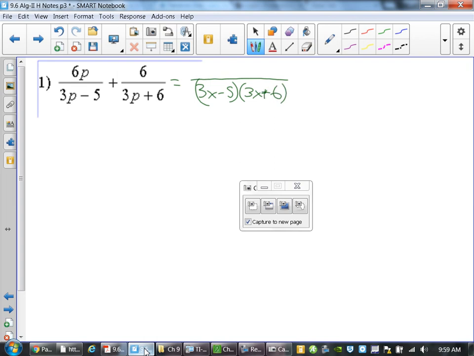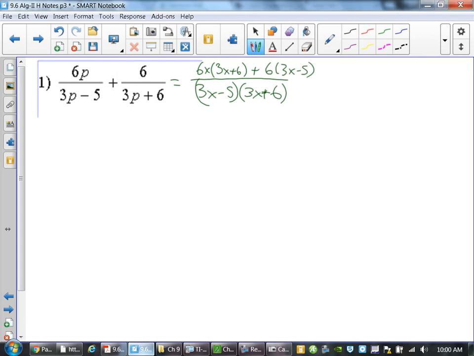Okay? So now the fraction on the left needs the 3x plus 6. The fraction on the right needs the 3x minus 5. From here, multiply and simplify out your numerators and leave your denominators as terms. So I'm going to get 18x squared plus 36x plus 18x minus 30.